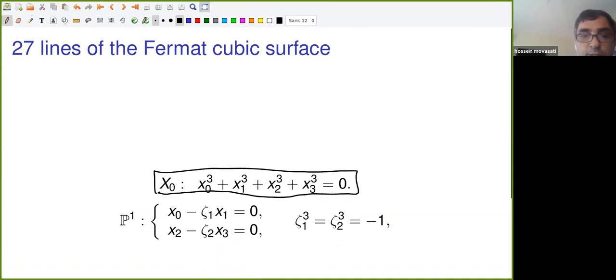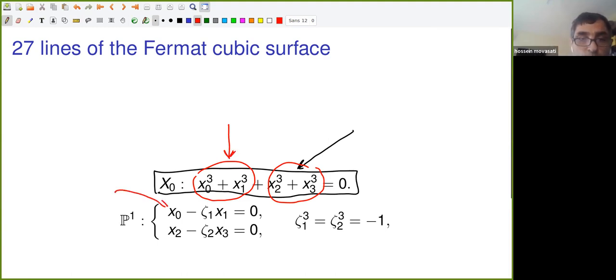The protagonist of this topic will be the Fermat variety, in particular the Fermat cubic surface, which is written here. You can write down these 27 lines very explicitly. You consider these two monomials together, and these two monomials together, and you factorize. When you factorize this one, you get one factor here, and when you factorize this one, you get another factor here. Here zeta one and zeta two are third roots of minus one. Then you will see that this line is inside your Fermat variety.